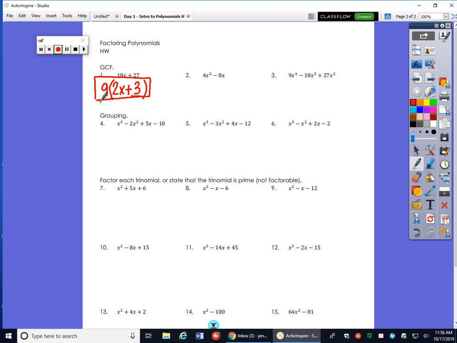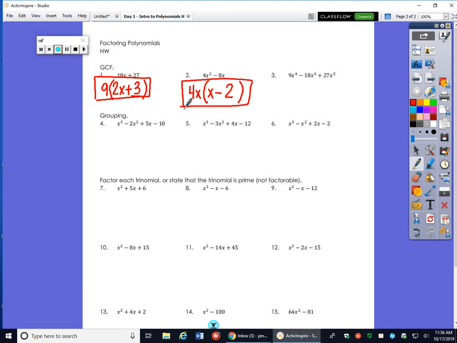In number 2, they have a 4 as the greatest common factor, but they also have an x in common, so you do have to take out letters if they have letters in common as well. Then you open your parentheses, and you're going to put the leftovers. So 4x times what gives me x squared? I need an x to be able to make x squared. And then 4x times what gives me 8x? That would have to be a 2, because 4 times 2 gives me 8.